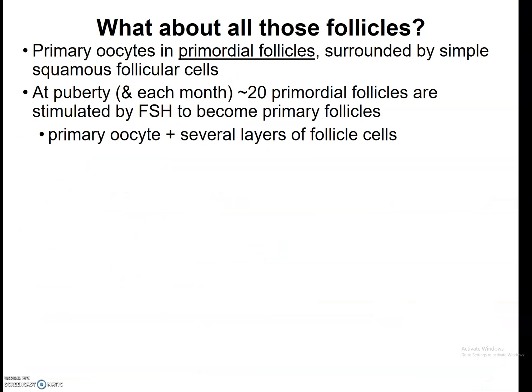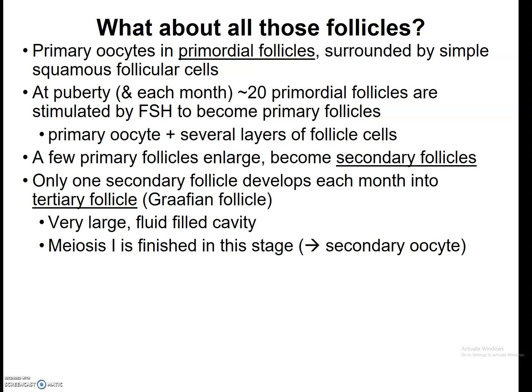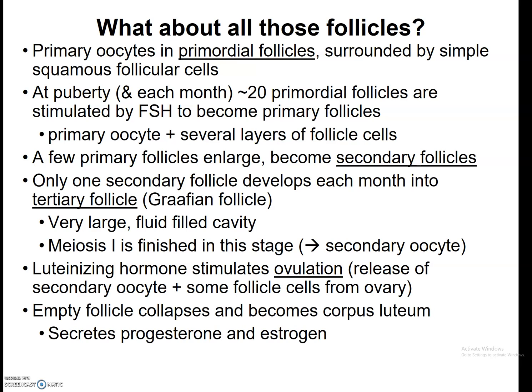So what happens to all these additional follicles, right? The primary oocytes are surrounded by primordial follicles. This is a simple squamous follicular layer, and at puberty, about 20 primordial follicles are stimulated by follicle-stimulating hormone to become primary follicles. So that's the primary oocyte and several layers of follicle cells. These follicles then become secondary follicles. They enlarge, and only one secondary follicle develops each month into a tertiary follicle, or Graafian follicle.